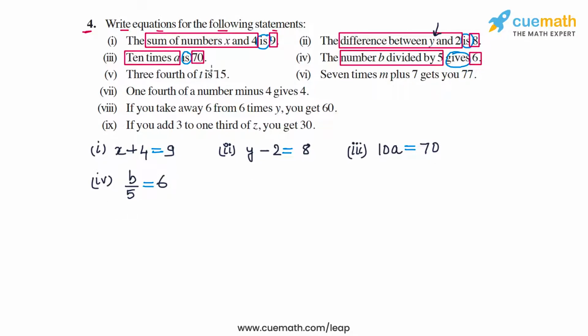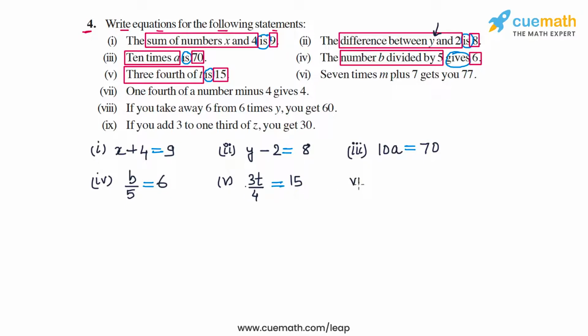In part 5, we have 3/4 of t is 15. So the LHS will be 3/4 of t, and the RHS will be 15. So in part 5, the LHS is 3/4 of t, or 3t by 4. I can write it like this also, 3t by 4, and the RHS is 15, and we equate these two to get our equation in part 5.